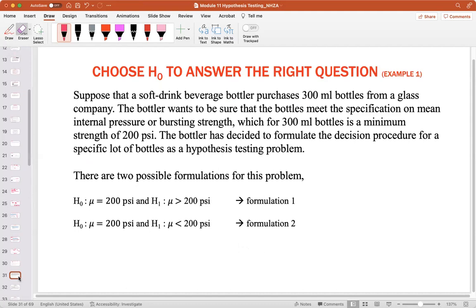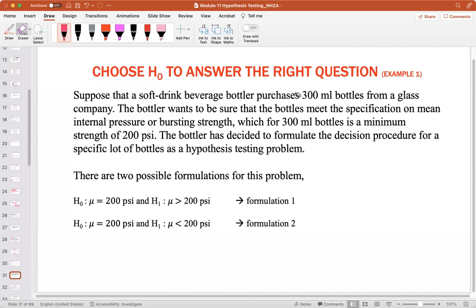Okay, so now we want to know how to choose a correct null hypothesis to answer the right question. Just now you specified your null hypothesis. Most of the time the null hypothesis is correct, but is it good enough to answer the right question? That is the main idea we want to go for. So suppose that a soft drink beverage bottler packages a soft drink into bottles, right?